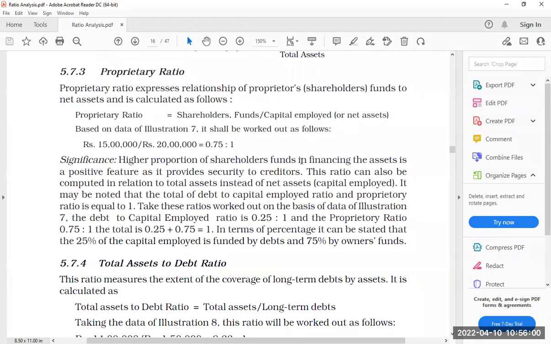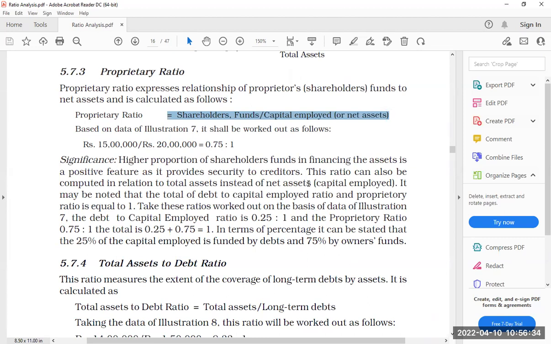Next one, proprietary ratio. A very, very important ratio under solvency. What is the proprietary ratio? It expresses the relationship between the proprietor's fund and the net asset of the company. Proprietor means shareholder. The equation is shareholder fund divided by capital employed.